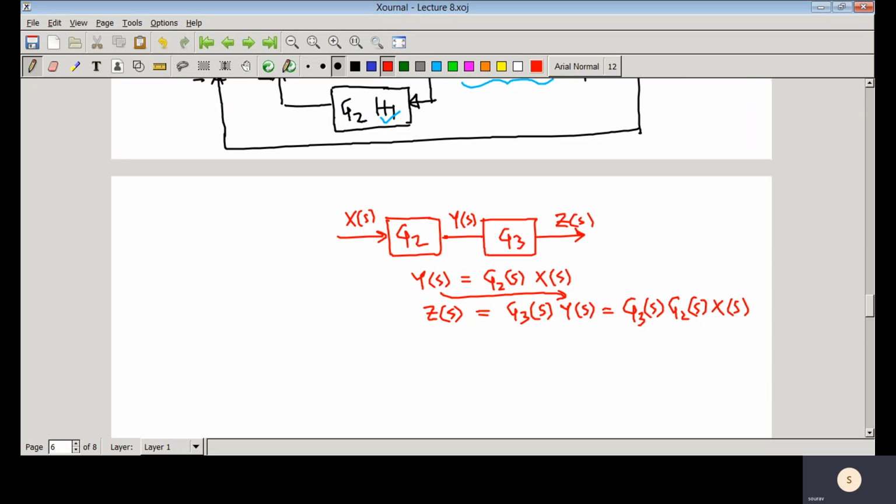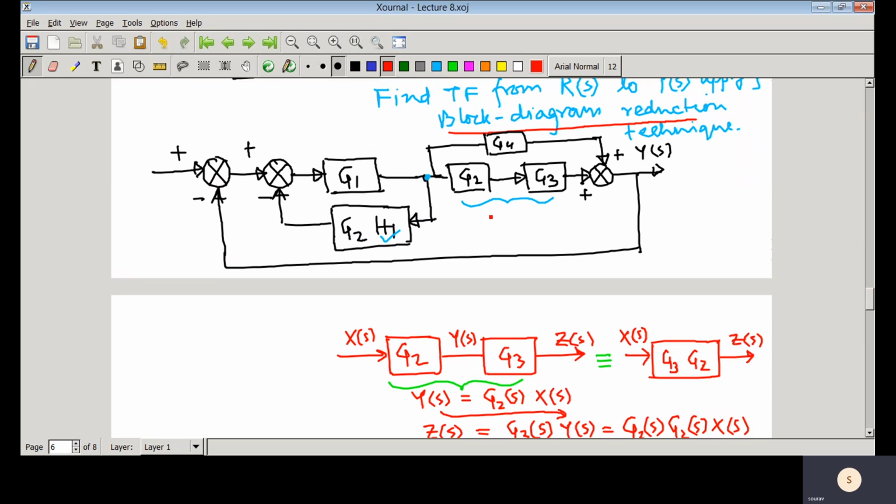So that means whenever two systems are cascaded like this, we can represent it as G3 into G2, that is the equivalent one. So here we can simplify this part. That means we can write G2 into G3.